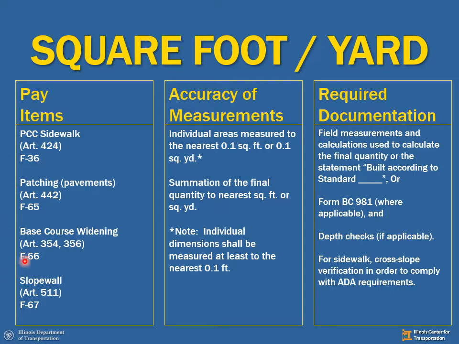Here we have our accuracy of measurements, individual measurements to the nearest tenth of a square foot or square yard. Please note, individual dimensions must be at least to the tenth of a foot. Again, our required documentation are field measurements or calculations built according to standard, agreement to plan quantity. There may be depth checks required. For sidewalks, you may also need to collect cross-slope verifications.